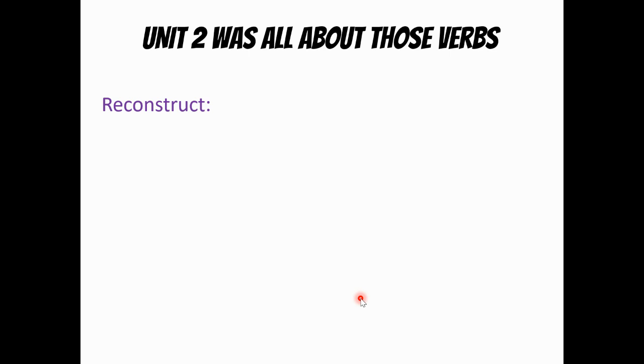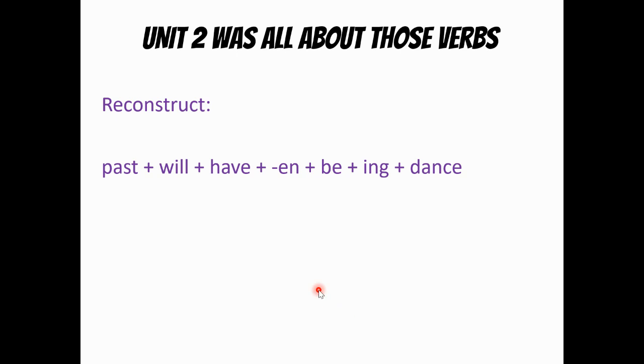Oh, I also ask you to reconstruct verbs. So if I glue this little structure together, which is the past of will and have an en, be plus ing plus dance, well, let's think about it. Past of will is would. Never have an en, never haven, but it's have. En plus be is been, ing plus dance. That should give you would have been dancing.